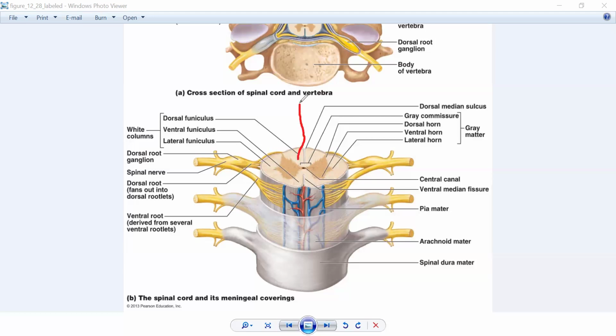So you'll have tracts either sending motor, coming down from the brain to communicate to targets, or you'll have tracts sending information to the brain for sensory. And where it's white, those tracts are wrapped around with myelin. So this area where it's white is referred to as funiculi, or funiculus for singular. You've got two in the back, so those are dorsal funiculi. Two in the front are going to be ventral funiculi. And then the two on the side are going to be the lateral funiculi.